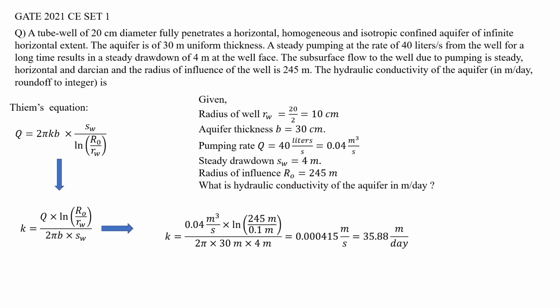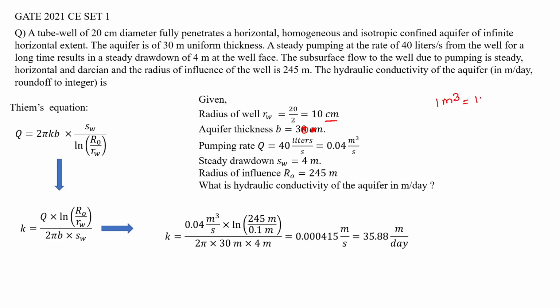Let's see how we can solve the question. What is the given data? The radius of the well can be calculated as 20 by 2, since the diameter is given as 20. 20 by 2 is 10 centimeter. The aquifer thickness is 30 meters, not 30 centimeters. And what is the pumping rate? 40 liters per second.